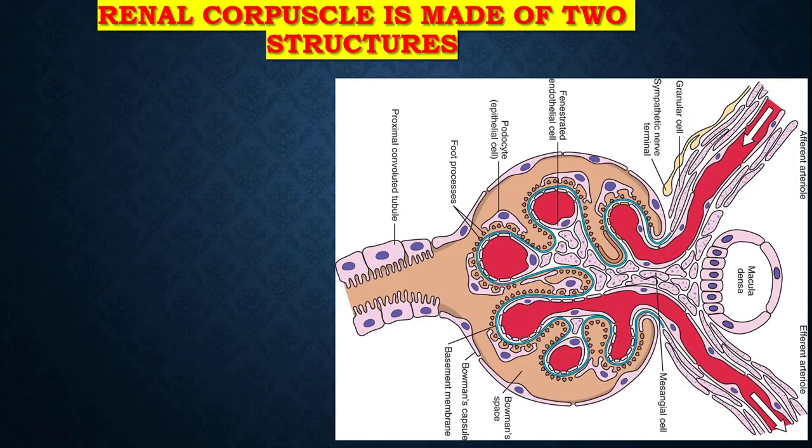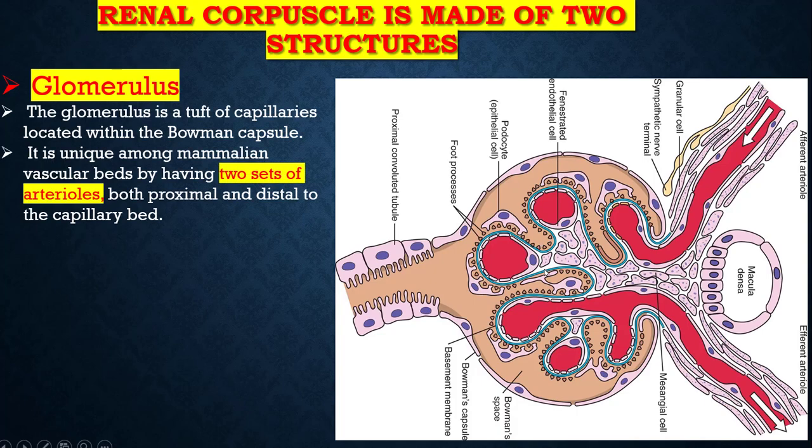The renal corpuscle is made of two structures, the glomerulus and Bowman capsule. The glomerulus is a tuft of capillaries located within the Bowman capsule. This is the Bowman capsule and these are the tuft of capillaries located in it. It is unique among mammalian vascular beds for having two sets of arterioles, both proximal and distal to the capillary bed.